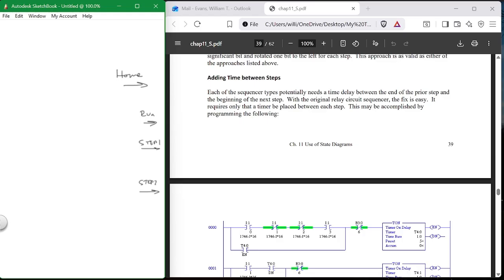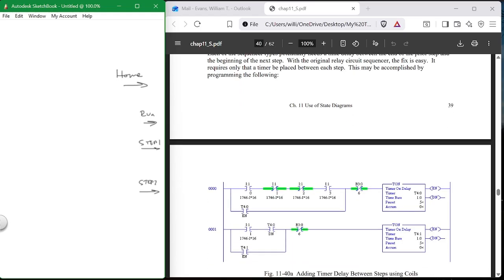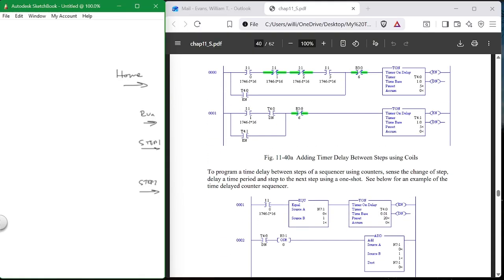And adding time between steps is easy because what you do is you just add, your coil is not a coil, it's a timer. And when you get to the end, you time it out, you seal it, and then you move to the next step. That's all it is. So if you have a time delay between steps, then you just add these timers and you're done. Again, not a big deal, but it really is effective.